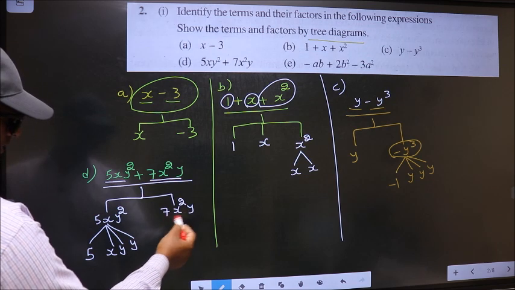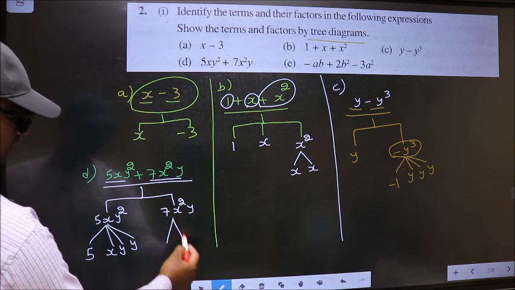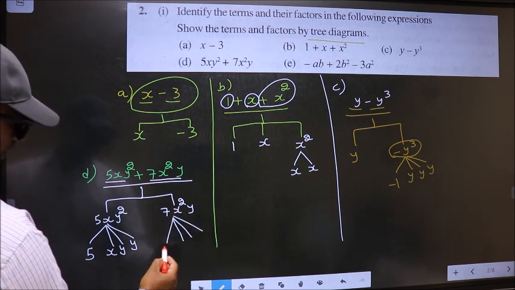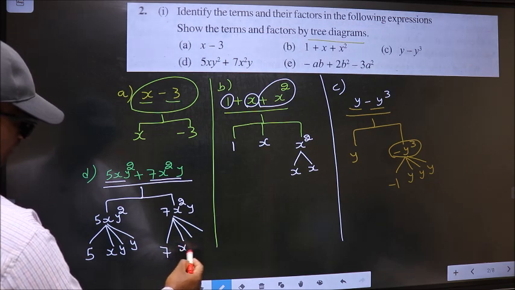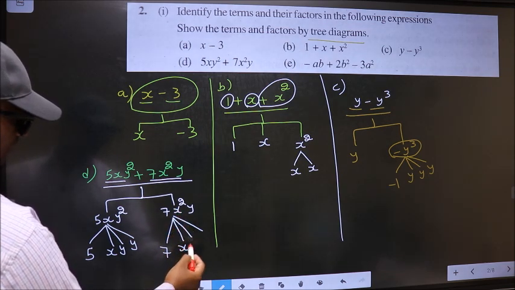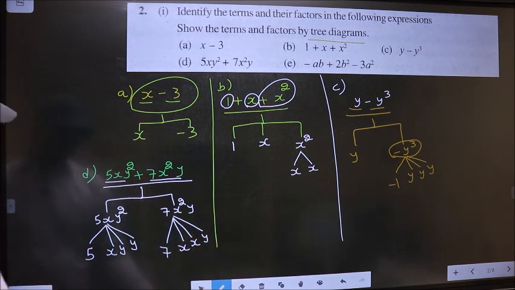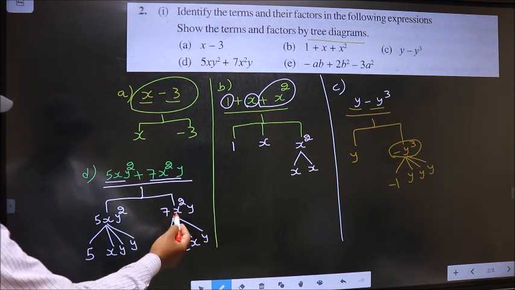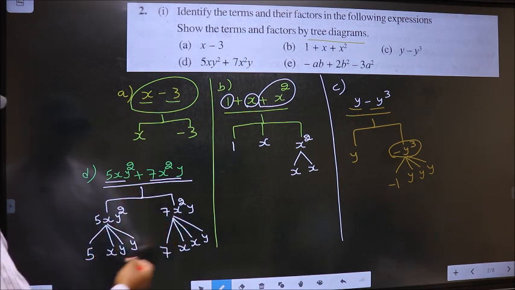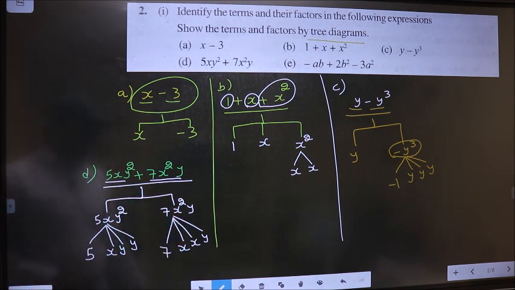Now here, to get this, what all should we multiply? We should multiply 7. To get x square, we should multiply x. To get y, we should put y. When we multiply all these 4, we get this. So this is the tree diagram for D1. Next, E.